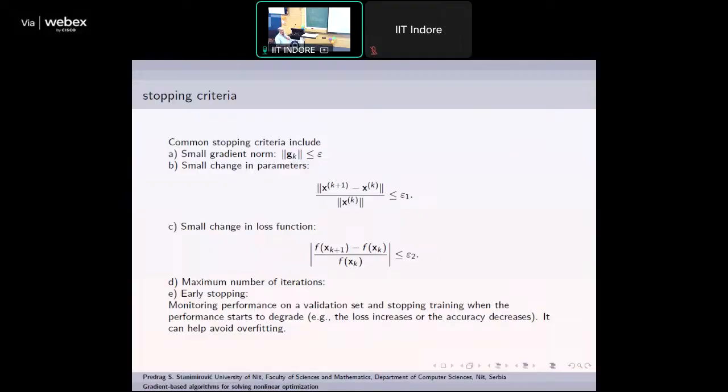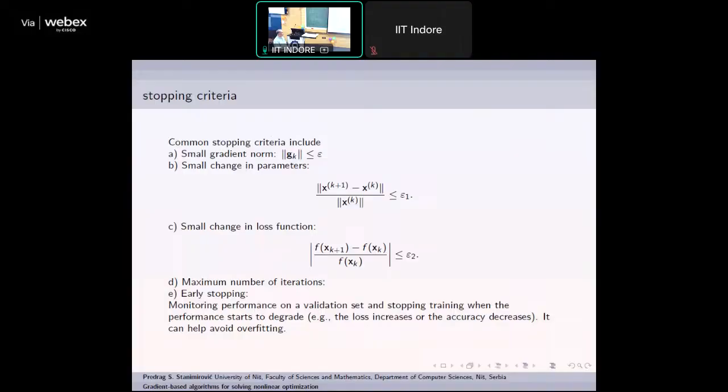When do we use this criterion? When convergence is very slow and gradient descent goes slowly to the minimum, and we must wait days and days to obtain the minimum. Then we can stop iterations after a predefined maximal number of iterations. Another important stopping criterion is early stopping.